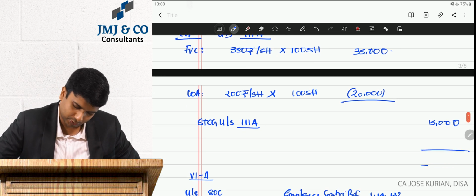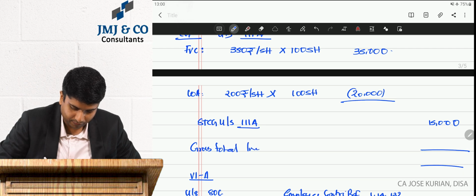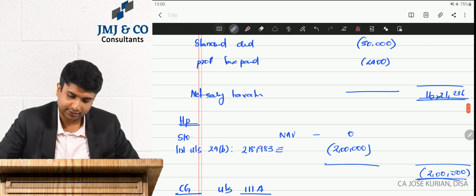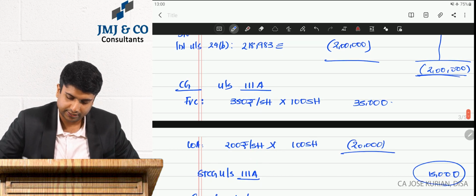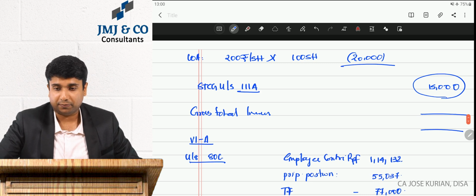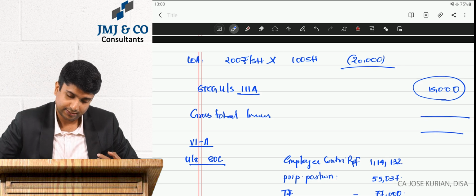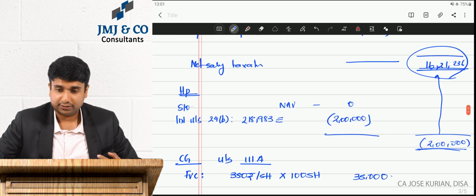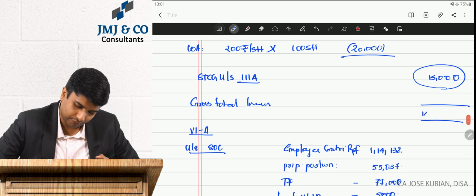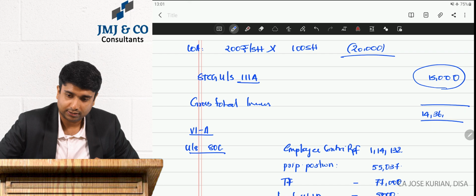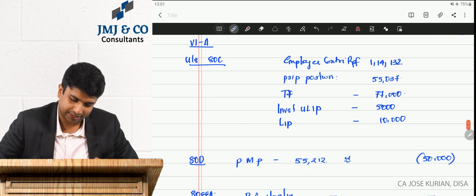Now let's compute the gross total income first. For computing gross total income, you need to consider the salary. This house property loss can be deducted from salary, and you need to add that 15,000 gain to that total income. The total income would be 16,21,236 minus 2 lakh plus 15,000, and the income would be 14,36,236. That would be the gross total income. From that you can claim deductions.